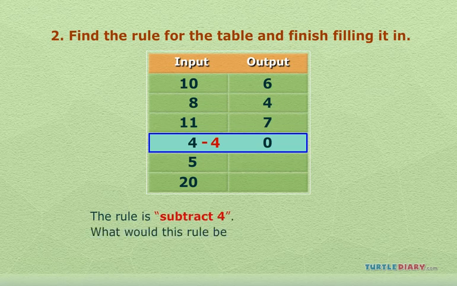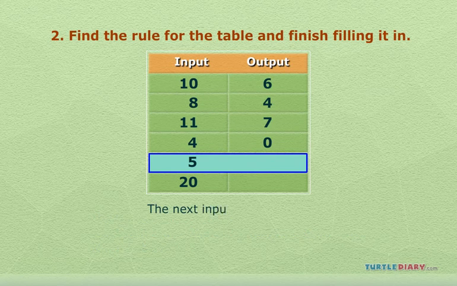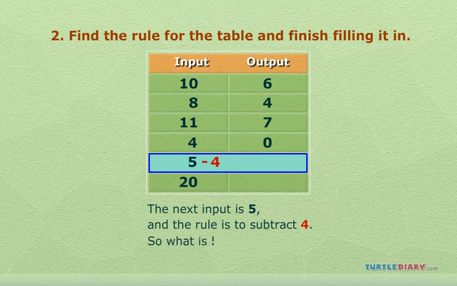What would this rule be written with a variable? It would be x minus 4, because you start with the x, the input, then subtract 4. Now we can fill in the rest of the table. The next input is 5, and the rule is to subtract 4. So what is 5 minus 4? 1, of course. This goes in the output spot.